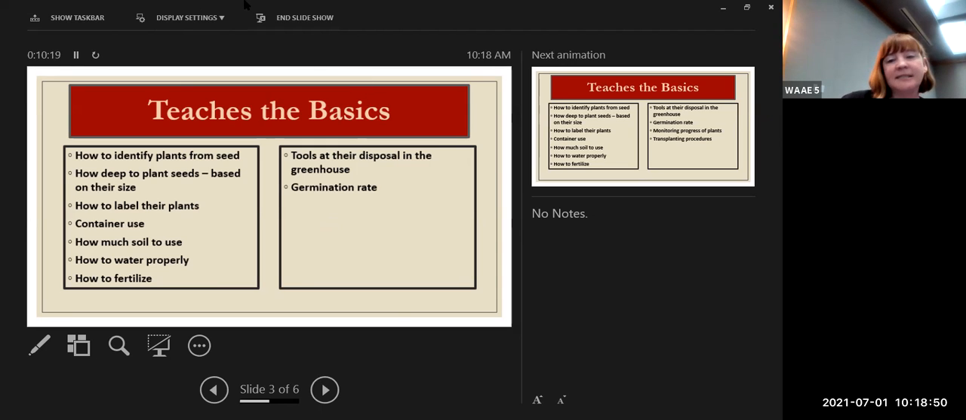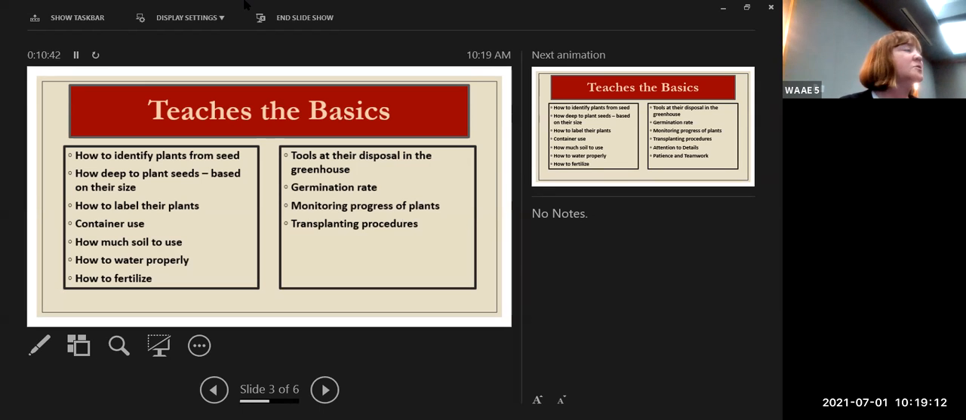Other basics that it teaches students are how to monitor the progress of plants and transplanting procedures. Before they take them home, they transplant them themselves with the soil that we had left over. I have them put them into 6-packs that have a bit of a deeper well to them. That way they can still continue to grow them if they need to for a few more weeks before they're ready to put them in the ground.